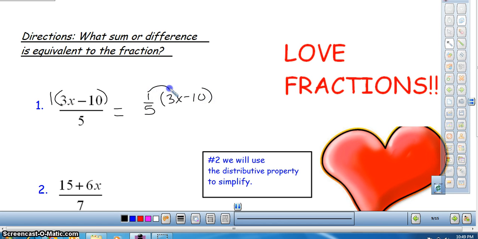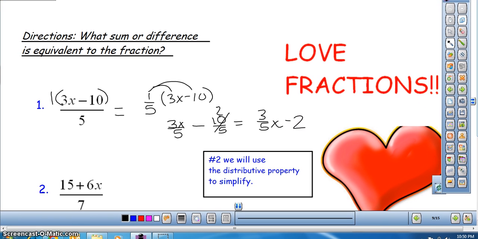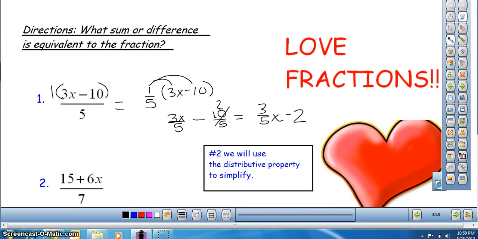As we distribute that, we are looking at 3x over 5. How did I get that? 3 times 1 gives us 3x. Minus, and if you want to multiply it out, 10/5. Well, 10/5 seems to simplify easiest to 2. So our answer would be 3/5 x in simplest form minus 2. I would like you right now to try this next problem, and we will look at that in class.